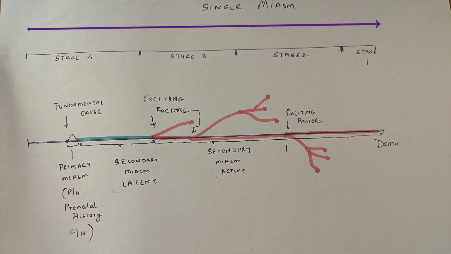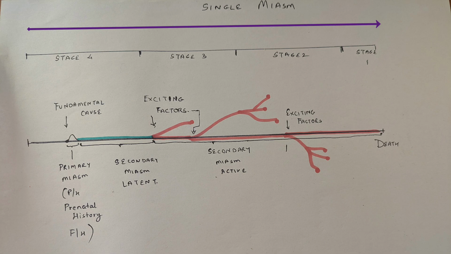So you start at stage 4, which is where the fundamental cause starts, and then when the exciting factor triggers, that starts stage 3. Then it goes to stage 2 when you start having local symptoms in different organs and systems, and it goes to stage 1 where it starts having pathological structural issues and organ damage. This is where you have the whole process from the miasmatic trigger to the pathology, from stage 4 to stage 1. This is a sort of simplistic picture of a miasmatic case.